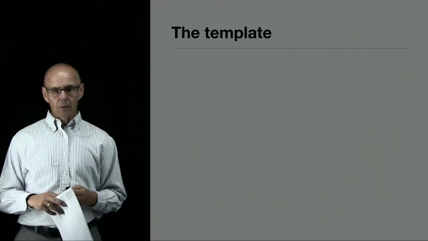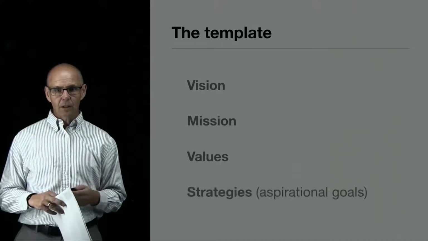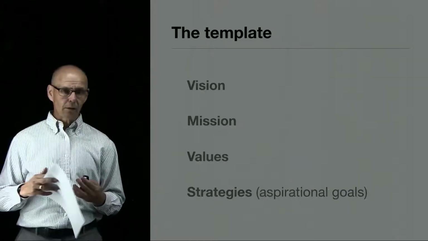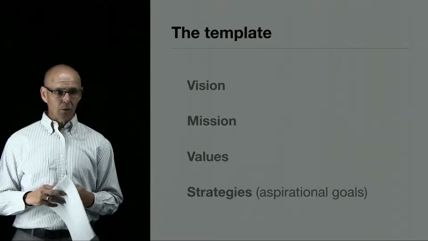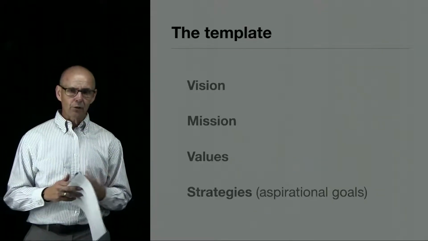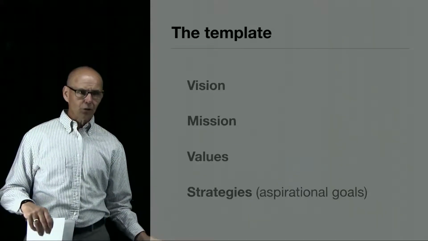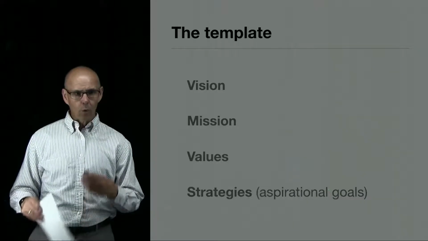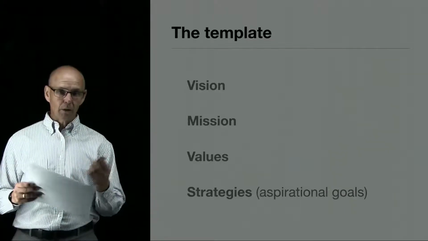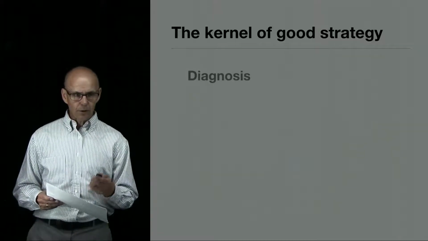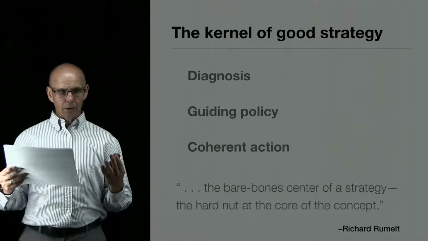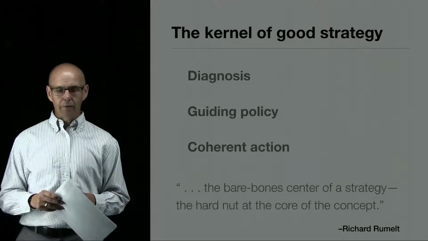So the templates, typically what Rumelt will say, include vision, mission, values, and then strategies. And what he would say is that what most templates consider strategies aren't really strategies, but are simply aspirational goals. I think what Rumelt is saying is that it's not necessarily that we would not have these things as part of our strategy, but these are the supporting players of strategy. They support the core of what we're talking about, and that core, in Rumelt's mind, is what he calls the kernel. The kernel of good strategy: the diagnosis, guiding policy, coherent actions. And as he said, these are the bare bones center of strategy, the hard nut and the core of the concept.